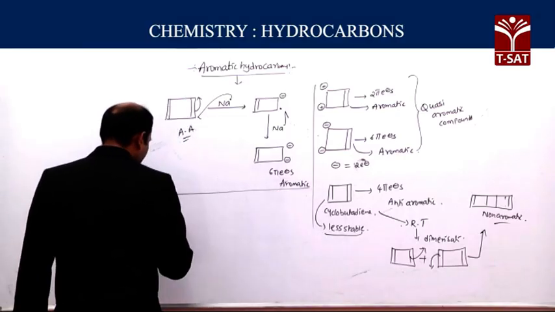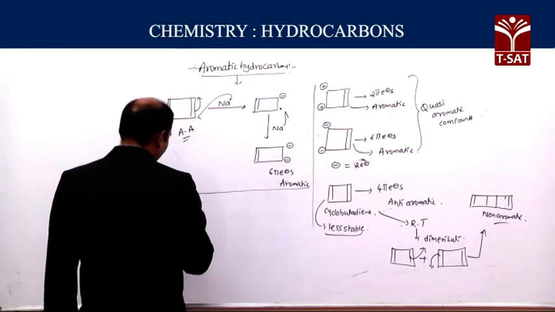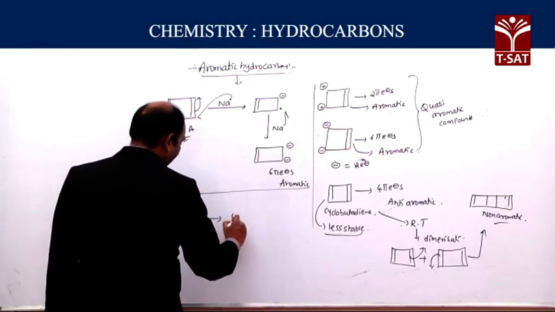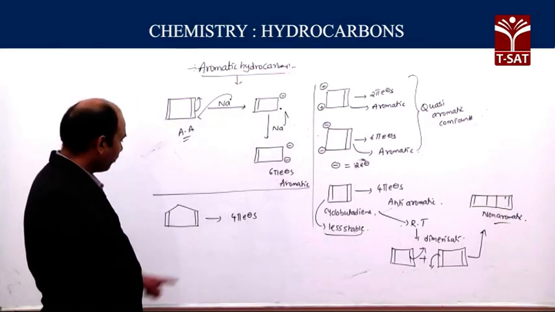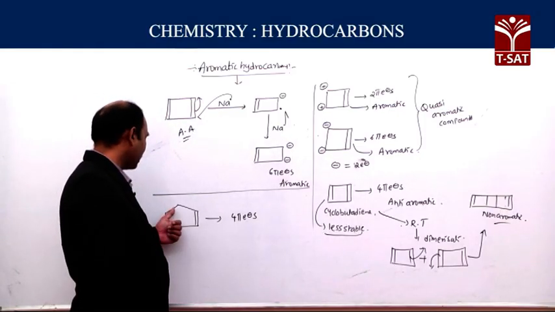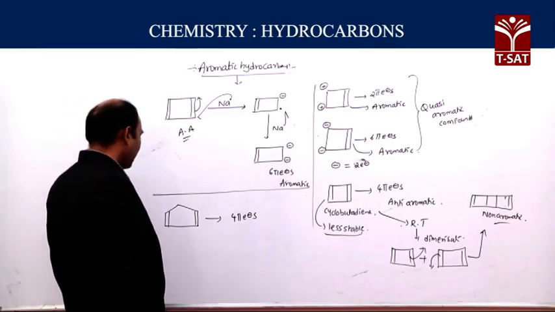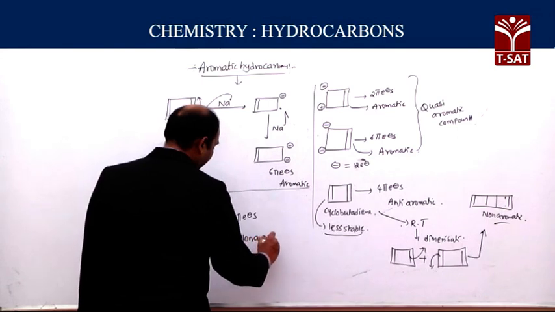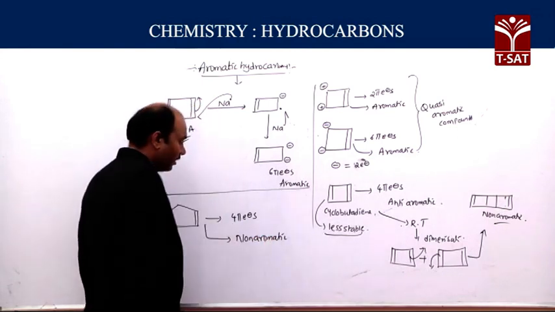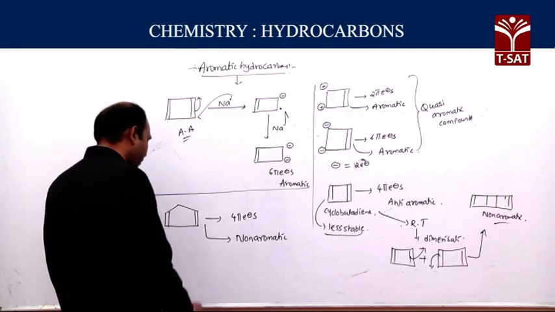Similarly, let us take cyclopentadiene. In cyclopentadiene, how many pi electrons? Here we have 4 pi electrons: double bond, single bond, double bond, single bond, and a single bond. That means the conjugated system is absent. Therefore, this is a non-aromatic compound. Actually, it should be anti-aromatic, but since the conjugated system is absent, it is non-aromatic.